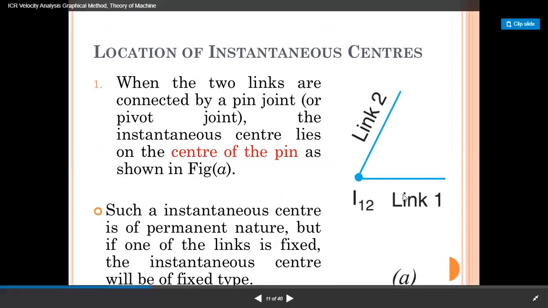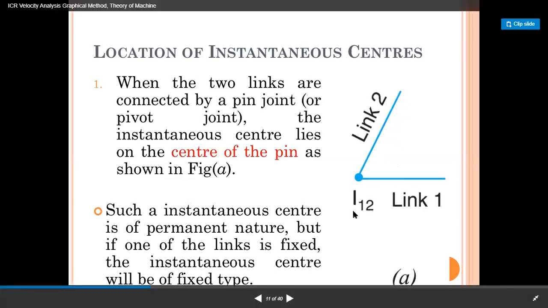These two links, link number 1 and link number 2, are connected by a pin, right? Or these two links are joined with the help of a pivot. The relative motion between these two links is rotational. These two links rotate relative to each other. So this instantaneous center, which lies at the center of the pin or the center of the pivot, is called I12 or I21.